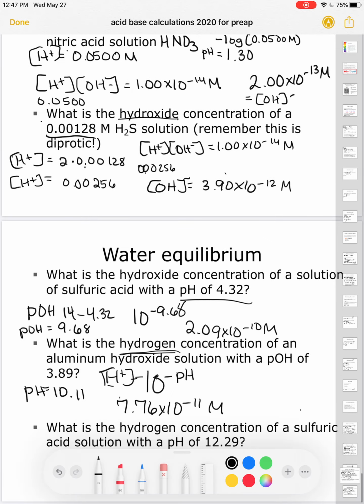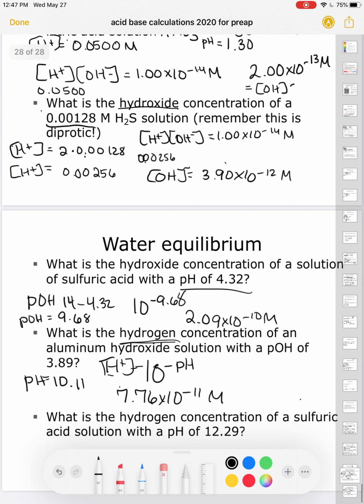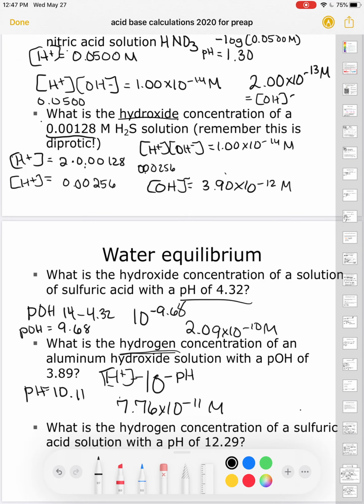What is the hydrogen concentration of a sulfuric acid solution? Whoa. Sulfuric acid solution with a very high pH. That doesn't sound good. pH of 12.29. So that means my pH is 12.29. And if I have a sulfuric acid solution, when I get my hydrogen concentration from that, I'm going to have to then divide it by 2 to get the sulfuric acid concentration because it's diprotic.